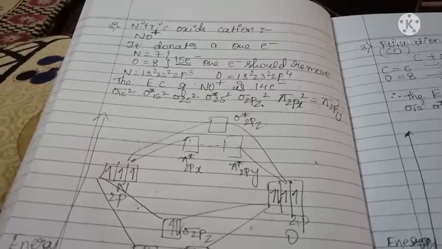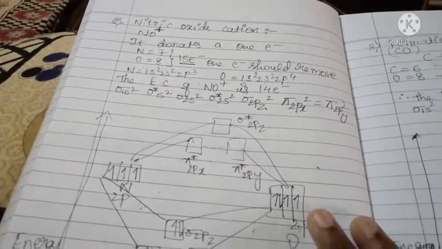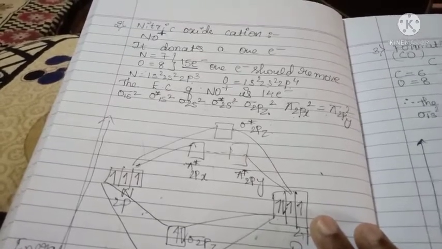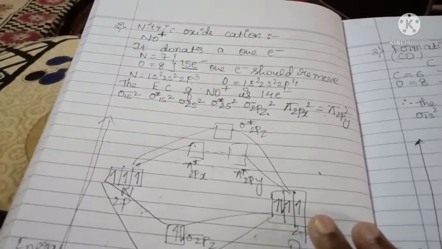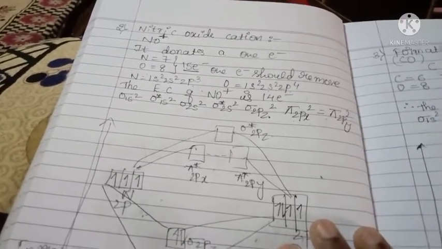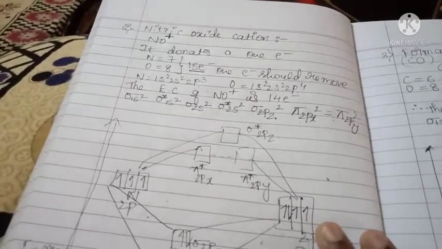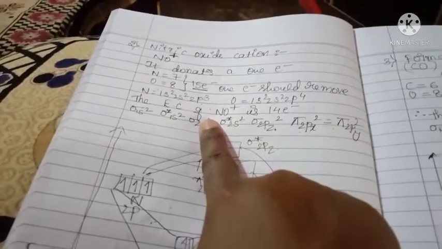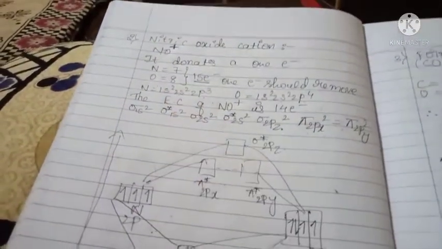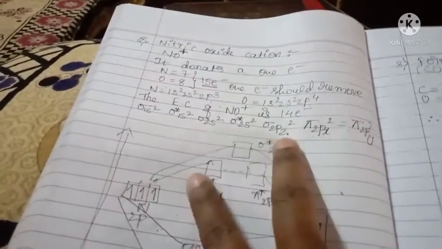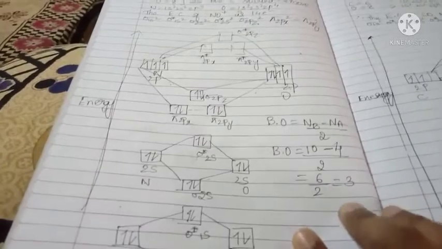Dear students, in the last class we learnt about the molecular orbital theory of heteronuclear diatomic molecules. It means nitric oxide cation, NO plus. In that, one electron should be removed from the outermost electronic configuration of the NO molecule, not from the nitrogen and oxygen molecule. Okay, this is the electronic configuration of the NO plus molecule, and this is the energy level diagram you have to see here.